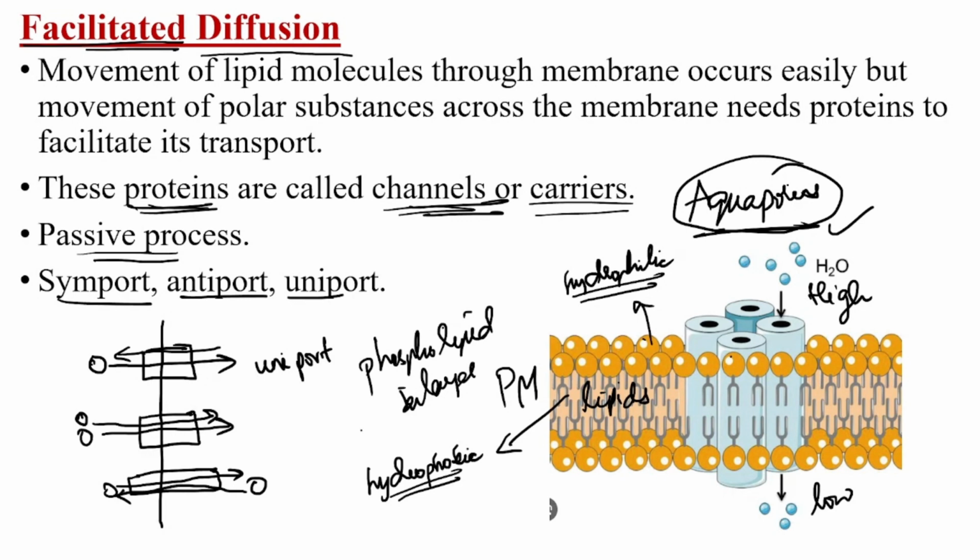So these types of movements are usually seen in facilitated diffusion, and we say that it is uniport, symport or antiport. Now if you see the water molecules moving through the aquaporin, that is uniport, where the molecules are just entering, it is a one-way flow.